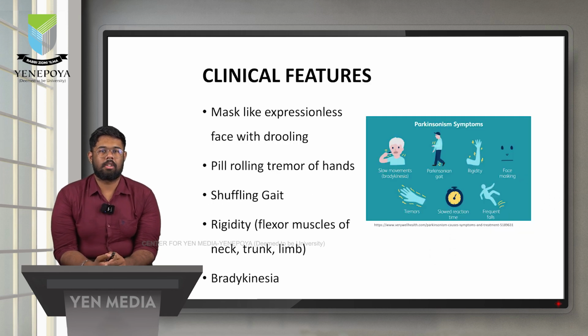So, the clinical features, or the symptoms, of Parkinson's are a mask-like expressionless face with drooling, because they are having bradykinesia and will not be able to have an expressive face. Pill rolling, tremors of the hand, shuffling gait, rigidity, and bradykinesia. Shuffling of gait is where the patient's walking is not normal. They shuffle their feet in front of each other in Parkinson's disease.